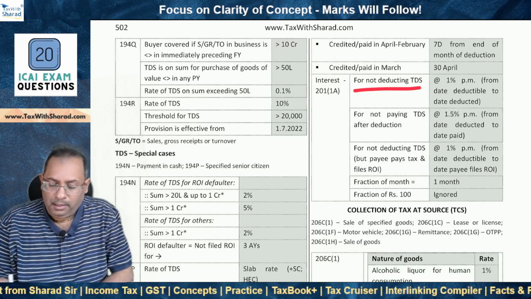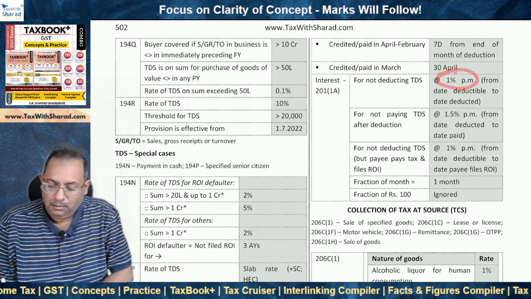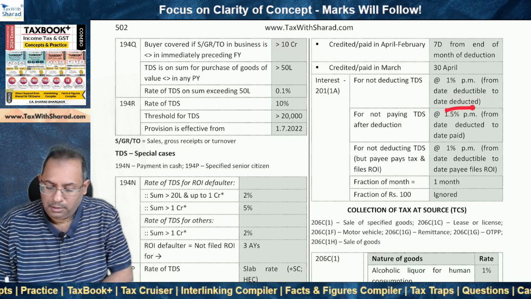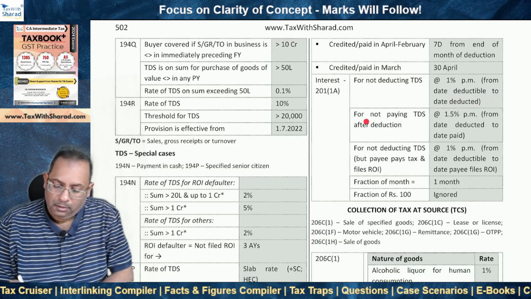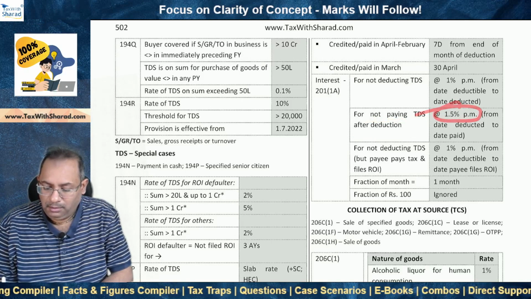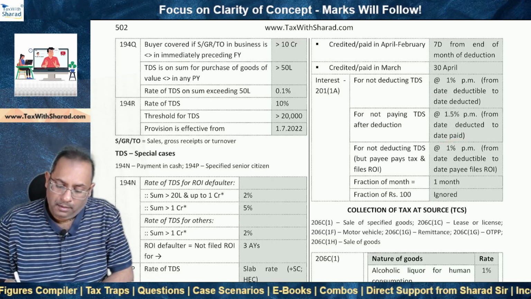Now, interest is leviable under section 201(1A) for TDS defaults. So for not deducting TDS, interest is leviable at the rate of 1% per month from the date TDS was deductible to the date TDS was deducted. Interest is leviable for not paying TDS after its deduction at the rate of 1.5% per month from the date it was deducted to the date it was paid.